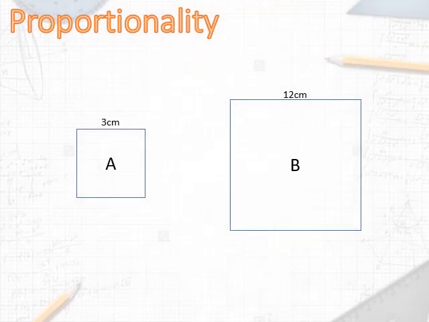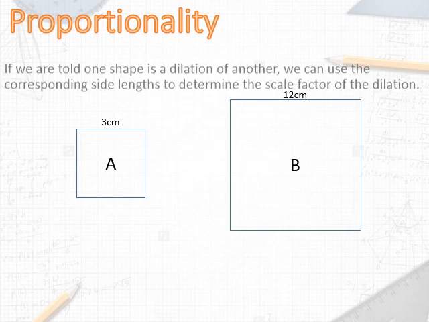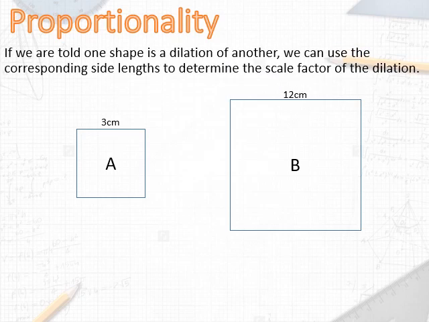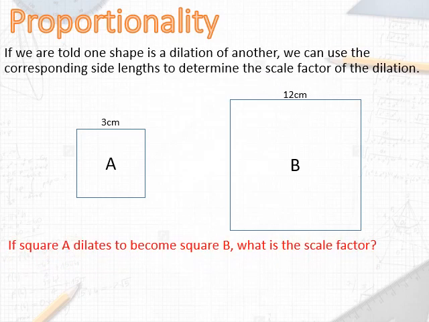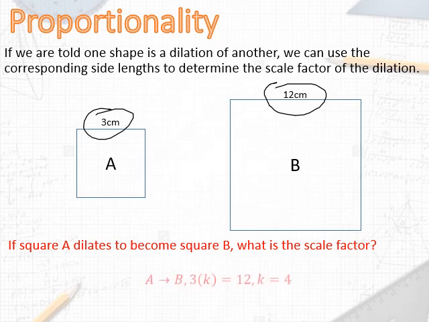All right, so say we're given these 2 squares. We can figure out scale factor based on some of the information that is given to us. So for example, one shape is the dilation of another, figure out the scale factor. So if A dilates to become B, what is the scale factor? So B is the image, A is the pre-image. We would take the piece of information we're given, that is 1 side length, and we're going to use that to figure out scale factor. So think about it in your heads, what should it be?